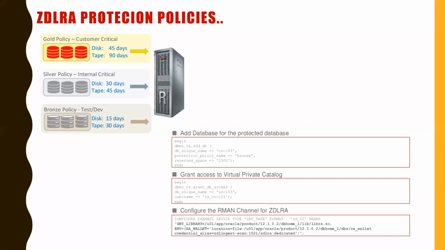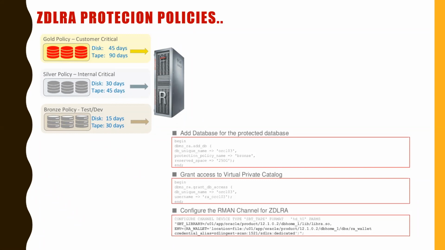Once we set this protection policy and add this database on the recovery appliance, all we need to do is grant access to perform the backups. For example, here you can see the DB unique name and the username. Here the username is the VPC username, a virtual private catalog, which is RA_ORC103. The same user, if you remember, we will be granting access on the protected database also, so that communication is established and it can perform the backups.